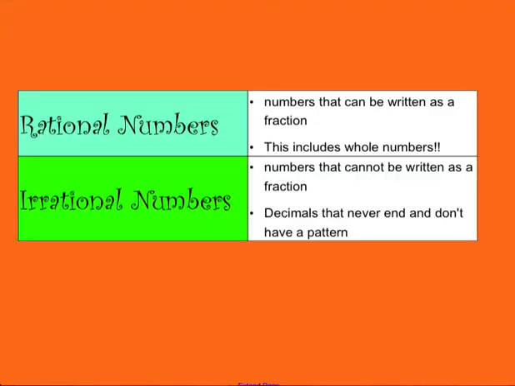So let's talk a little bit more about rational numbers. Rational numbers are ones that can be written as a fraction, and that also includes whole numbers like I talked about before, 3, 5, 6, or 2/3, or 5/15. All of those are rational numbers. I like to call them pretty numbers because they look nice.